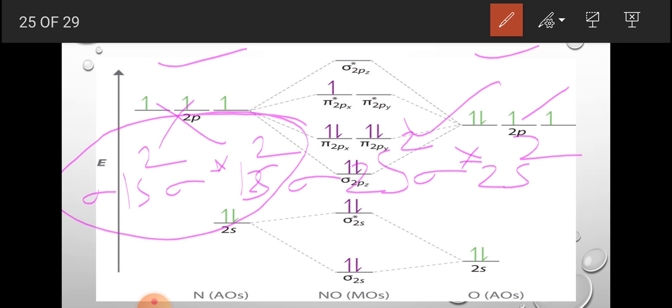If the molecule contains 4 or fewer electrons, then we have to draw this. Otherwise, if it is greater than 4, we can skip drawing the 1s orbital. We will directly draw the 2s orbital. And for calculating the bond order, this will be 2 minus 2 by 2, so we can skip it.